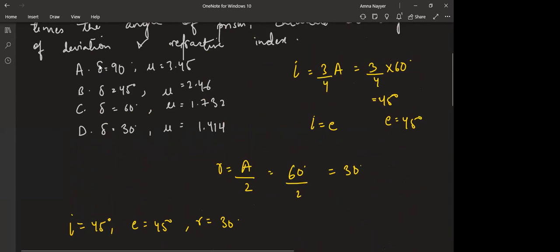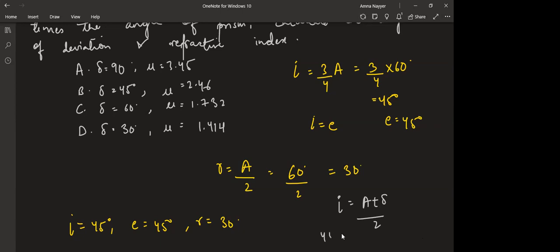For calculation of angle of deviation, see, you can do one more thing. If you want to avoid this entire thing, because this will make your calculations more difficult, what can you do? You know the angle of incidence is directly A plus delta divided by 2. So you can use this also.